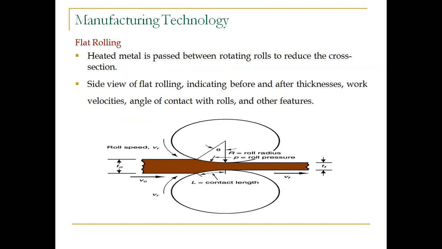In case of flat rolling, the heated metal is passed between rotating rolls to reduce the cross section. The side view of the flat rolling indicates before and after thickness, work velocities, angle of contact with rolls, and other features. So these are some important parameters, that is angle of contact, velocity of the workpiece, and thickness of the workpiece. So the efficiency of the rolling process depends on these factors.